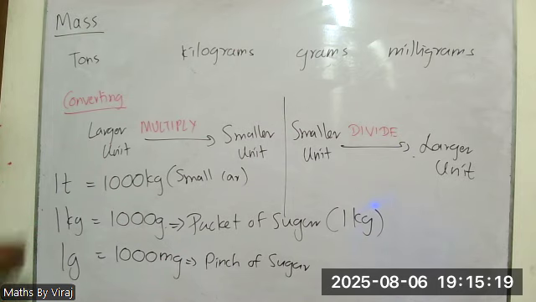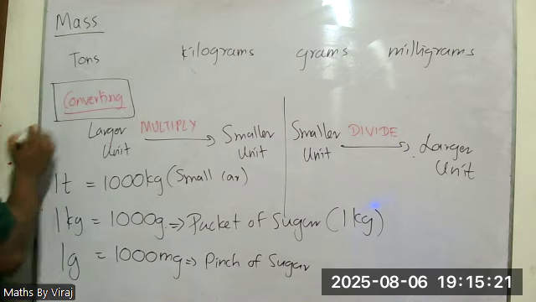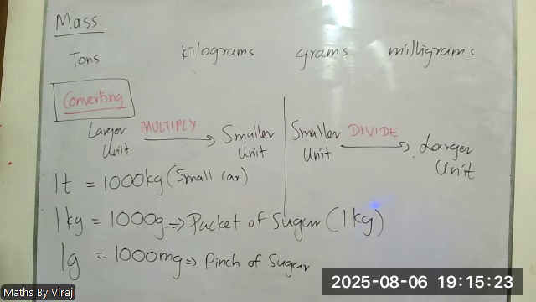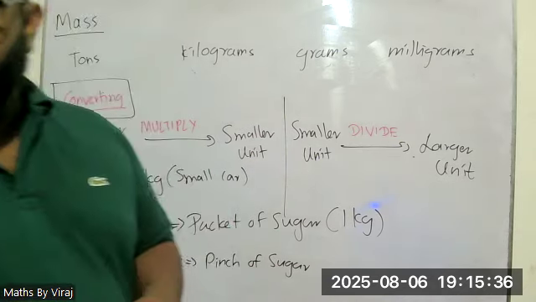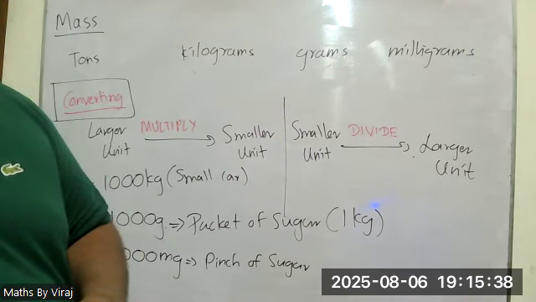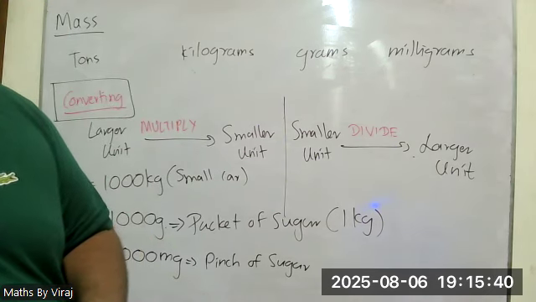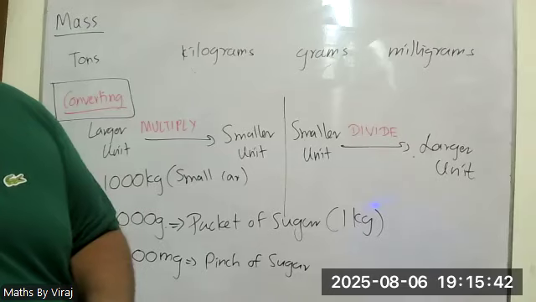Whatever it is, when you do the conversion from a large unit to a smaller unit, what you should understand is that you should multiply. And when you convert from a small unit to a large unit, you should divide. Did I make myself clear? Yes, sir. Take it down.